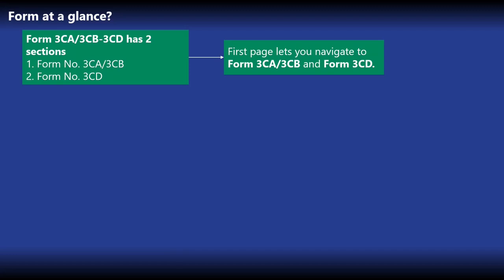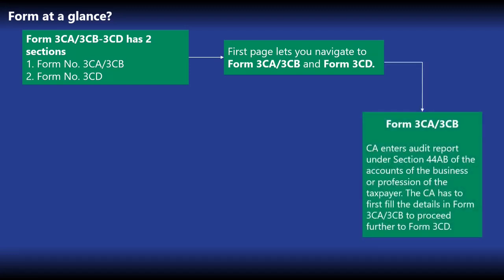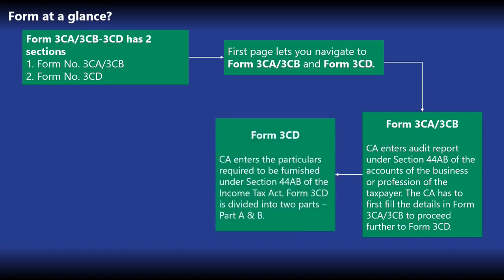In Form 3CA 3CB, the chartered accountant enters the audit report under Section 44AB of the accounts of the business or profession of the taxpayer. The user has to first fill in the details in Form 3CA or 3CB to proceed further to Form 3CD. In Form 3CD, the chartered accountant enters the particulars to be furnished under Section 44AB of the Income Tax Act.